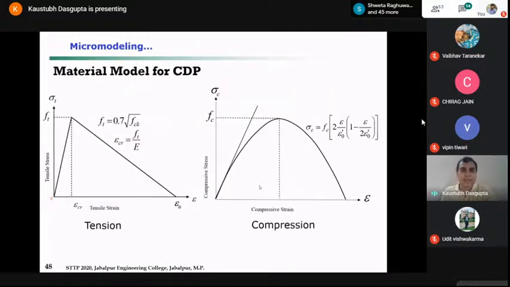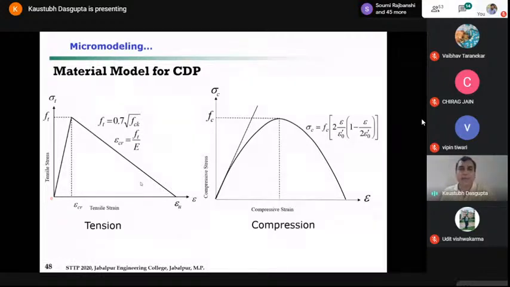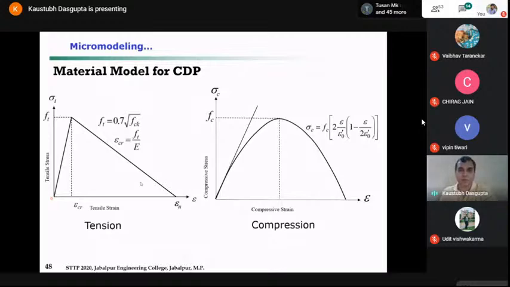These are the simplified material models which can be considered. You can use different properties of tensile stress strain curve also. Generally in design, what we do, we ignore the tensile strength of concrete. But then in nonlinear analysis, since there is some small tensile strength, it is better to take care of that also. So generally we consider the tensile strength of concrete as well.